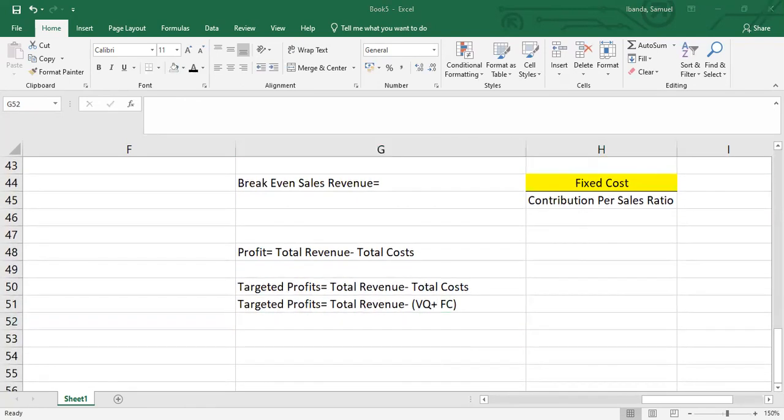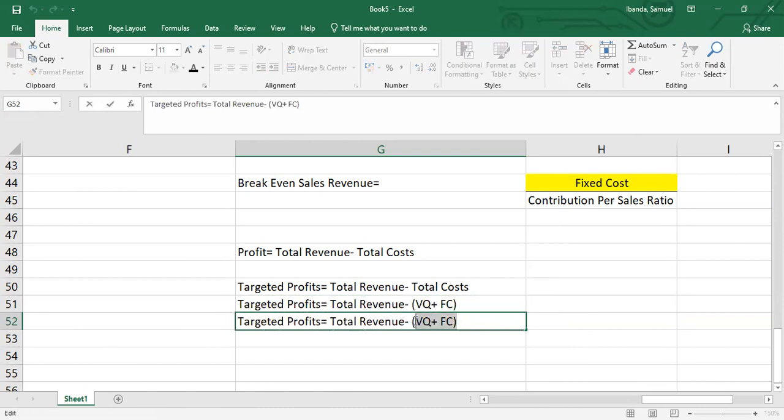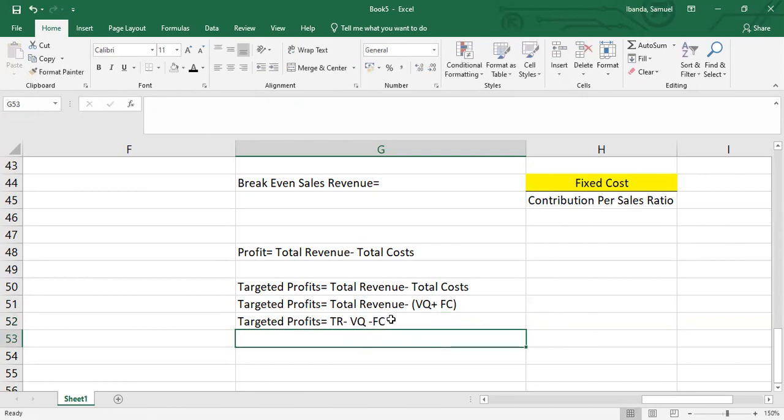You get it? Now, it's good for us to also understand that if we try to expand this, we open this bracket. I could still use maybe the names still. This is, okay, this is VQ minus FC. I hope we are good at that level. Maybe this I could even call it TR. So it is TR minus VQ minus FC. Total revenue minus variable cost, total variable cost, minus FC.